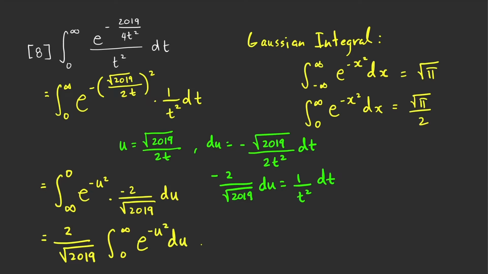And since this is a famous integral, and the value of this is just equal to square root of pi over 2, the value of our integral is 2 over square root of 2019 times square root of pi over 2, which is the same thing as square root of pi all over 2019.